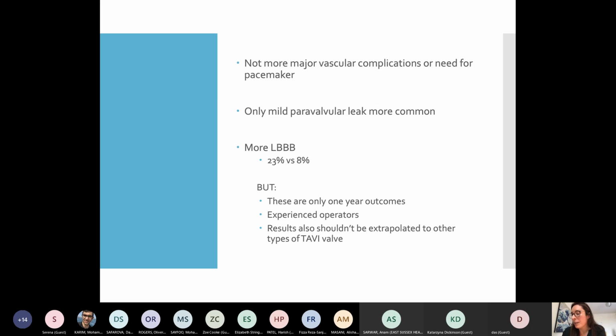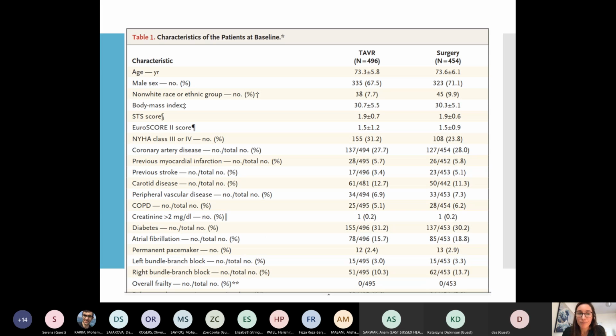So why aren't we just doing it on everyone now, not referring people for surgery? So, I mean, I think the problem here is that these are 1-year outcomes. We're not looking at the longer term. And these are experienced operators doing these trial procedures. And we're looking at one type of valve here.